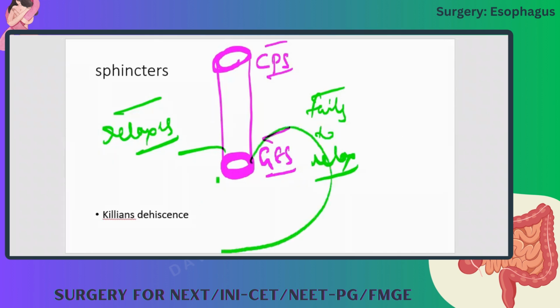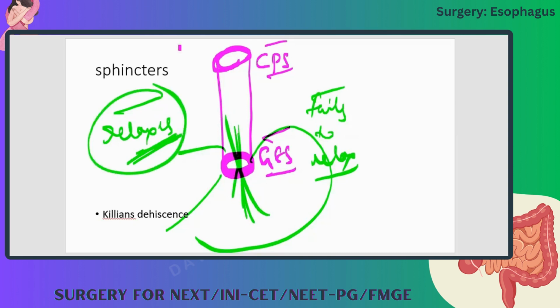But what will happen? See, this is the stomach here. If it relaxes too much, if the sphincter relaxes too much, what will happen? There will be backflow of stomach contents, acid. So it is called reflux esophagitis.